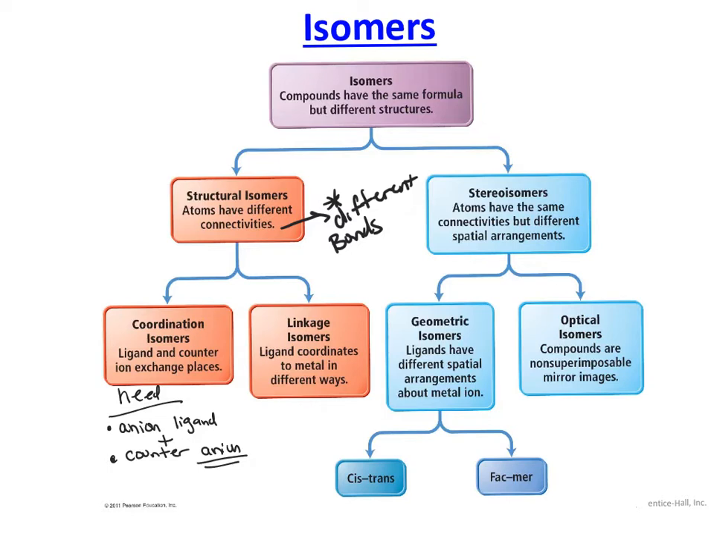The other type of isomer we're going to cover and discuss today are linkage isomers. A linkage isomer, you need a ligand with more than one possible donor atom. So a ligand with more than one possible donor atom. So let's go ahead and look at some examples on the next slide.